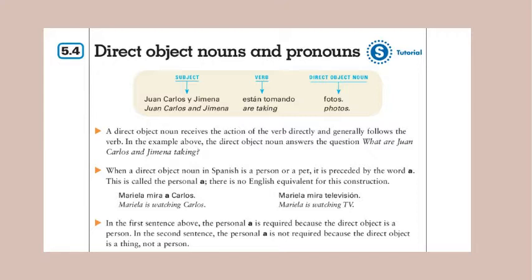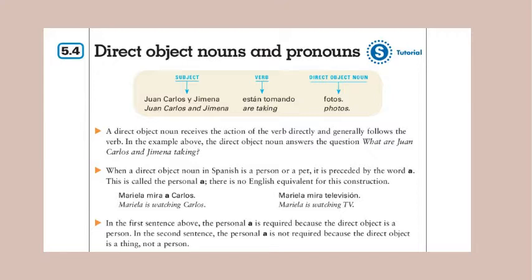For example, Juan Carlos y Jimena are taking photos. In this example, the direct object noun answers the question, what are Carlos and Jimena taking? And the answer, of course, is photos, which is the direct object noun. So we often use pronouns in English and also in Spanish to replace these nouns to not have to repeat what we've said. These types of words are me, it, they, him, she, things like that.